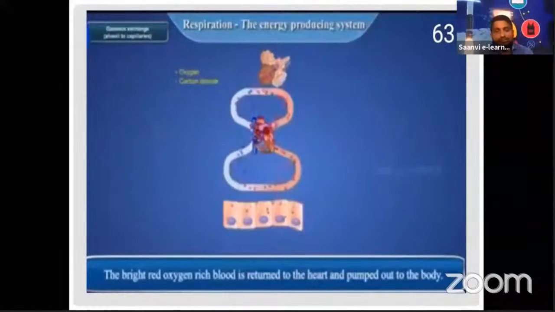Now see here. The bright red oxygen-rich blood is returned to the heart and pumped out to the body. It is shown on the screen, so please look at the screen. Here, oxygen is given and carbon dioxide is given; the blue color shows carbon dioxide and the red color shows oxygen in the figure.